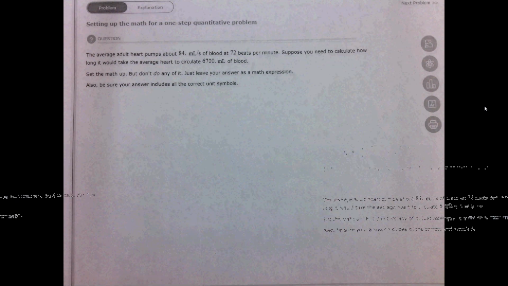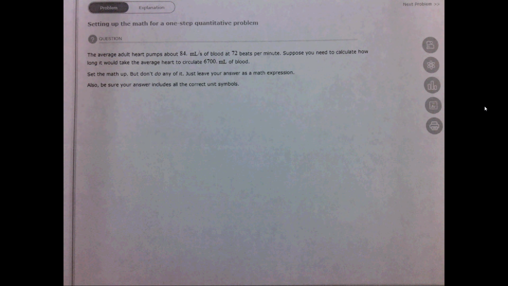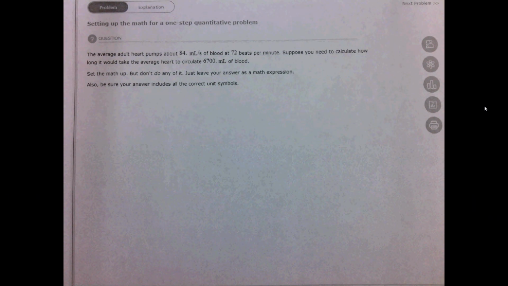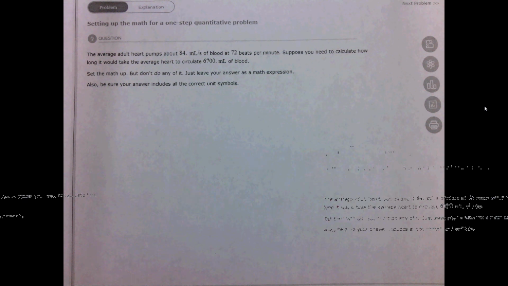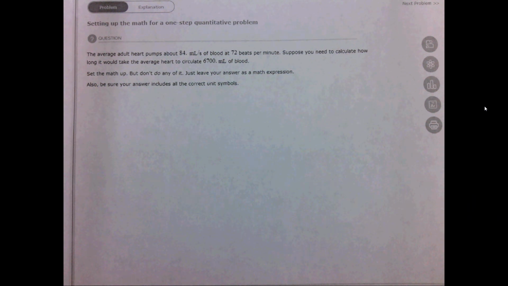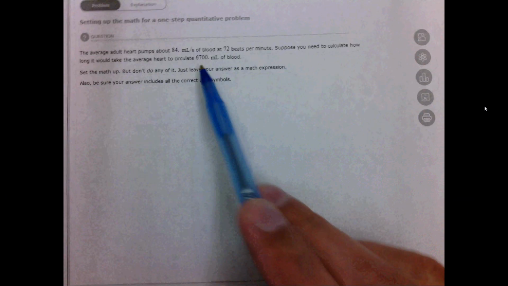It says, the average adult heart pumps about 84 milliliters per second of blood at 72 beats per minute. Suppose you need to calculate how long it would take the average heart to circulate 6,700 milliliters of blood. Set up the math, but don't do any of the math.